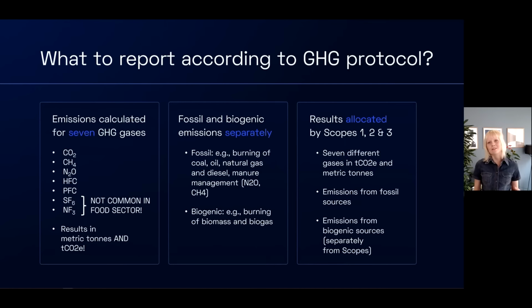So the effect happens in a faster phase compared to the fossil carbon cycle. And then the result should be allocated by scopes 1, 2, and 3. This means that the 7 different gases should be presented in tons of CO2 equivalents and in metric tons. And as said before, the emissions from fossil sources should be reported separately and the emissions from biogenic sources separately. One thing to note here is that the biogenic emissions are not included in the scopes, but are reported outside them, but they should still be included.